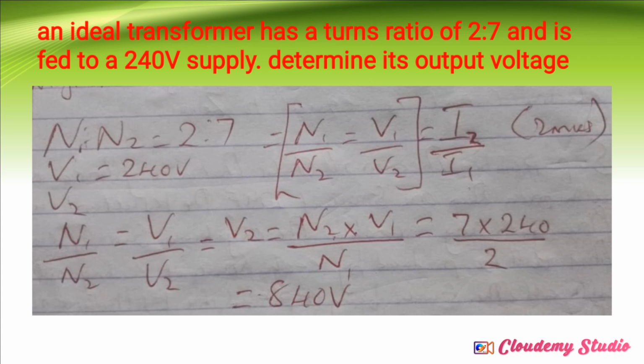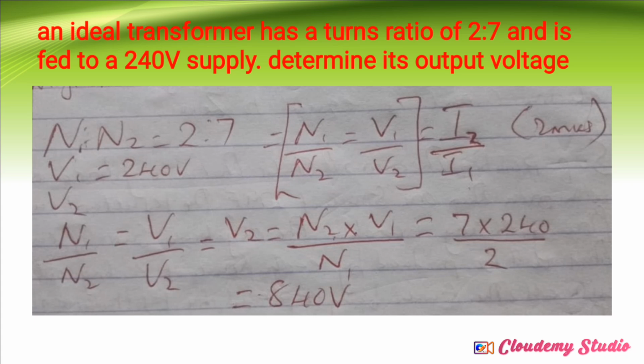So it's N1 over N2 is equal to V1 over V2, making V2 the subject. We find it is 840 volts. So according to what you understand about transformers, if the input voltage is 240 and the output voltage is 840, then it's a step up transformer. It's stepping up the voltage from the low voltage of 240 to a high voltage of 840 volts.